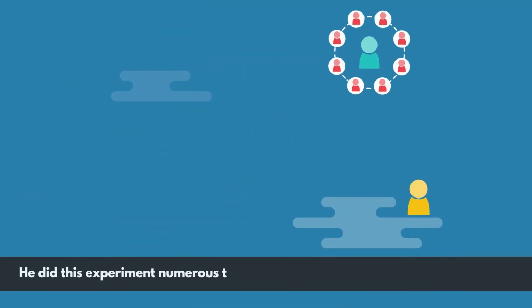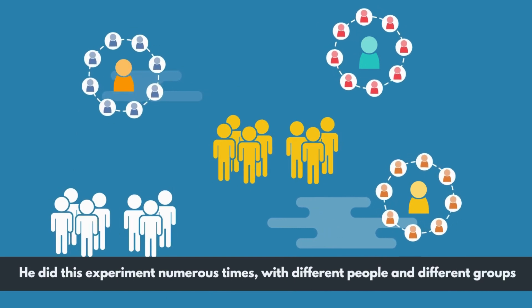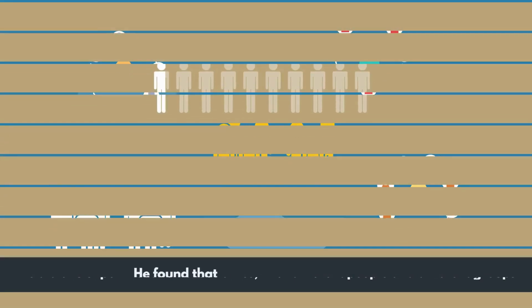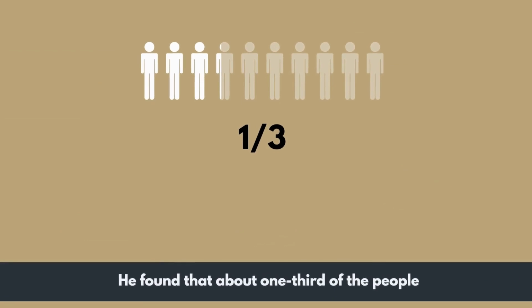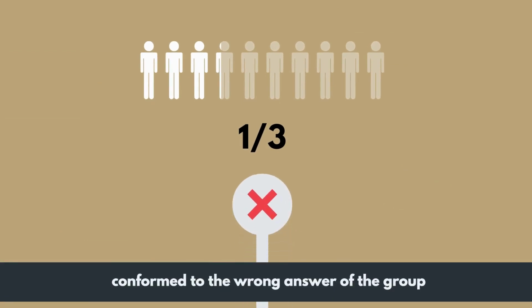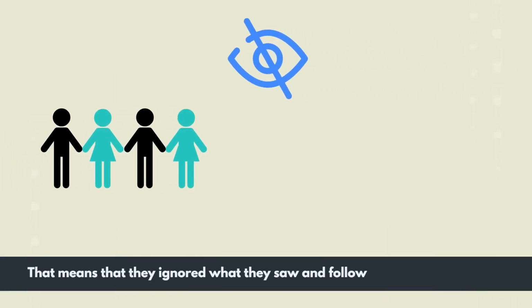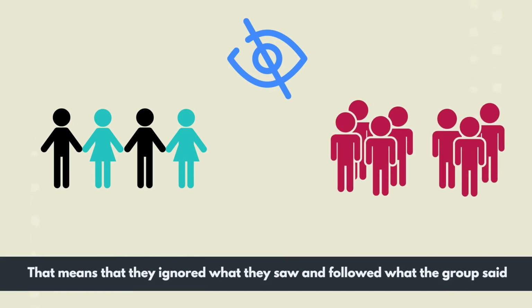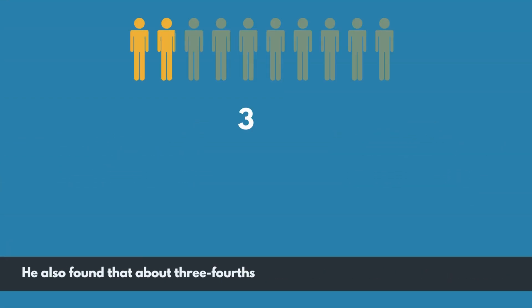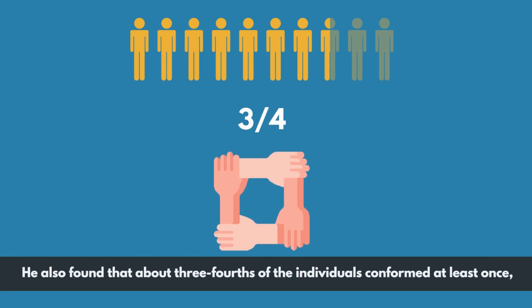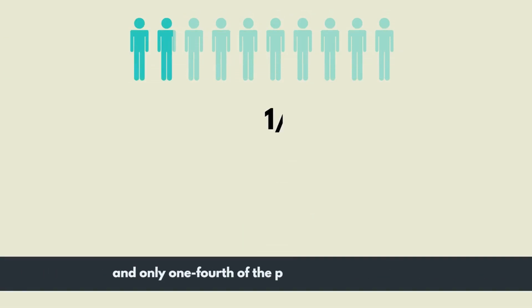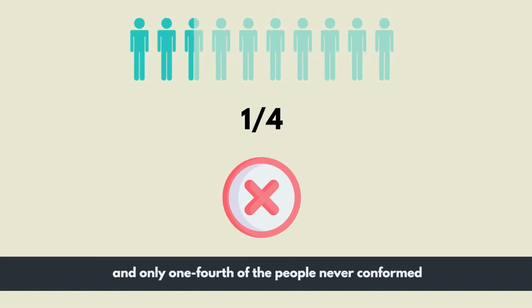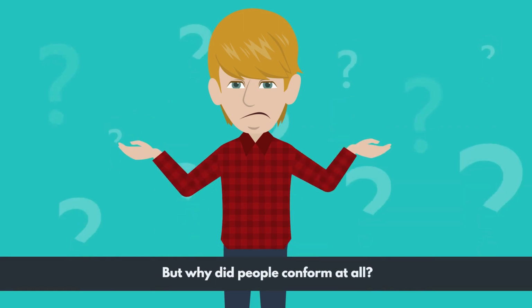He did this experiment numerous times, with different people and different groups. He found that about 1/3 of the people conformed to the wrong answer of the group. That means that they ignored what they saw and followed what the group said. He also found that about 3/4 of the individuals conformed at least once, and only 1/4 of the people never conformed.